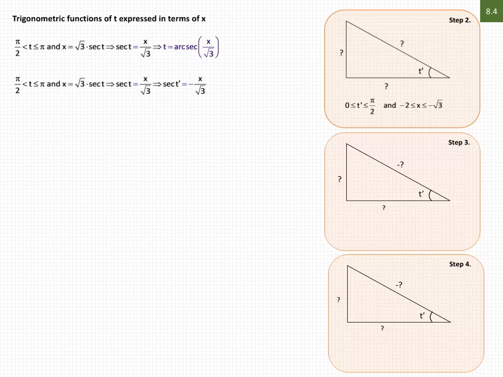As t is between pi over 2 and pi, the secant function is a one-to-one function. The equation x equals square root of 3 times secant t can be solved for t. It follows that t equals arcsecant of x over square root of 3. As secant of t equals minus secant of t prime, it also follows that secant of t prime equals minus x over square root of 3.